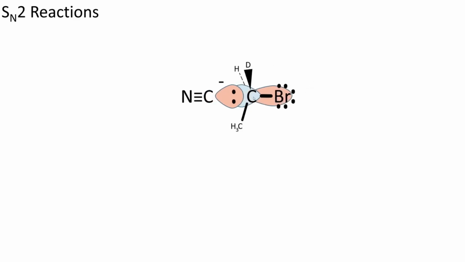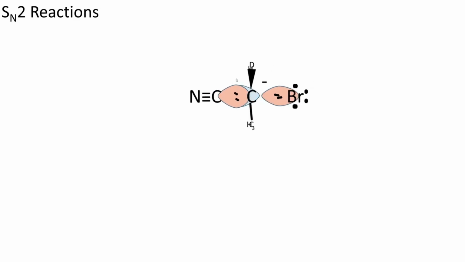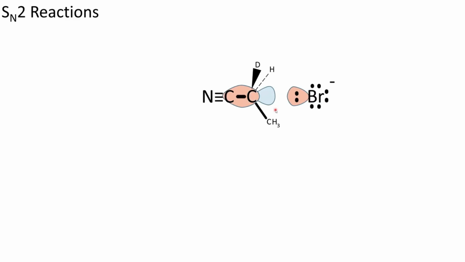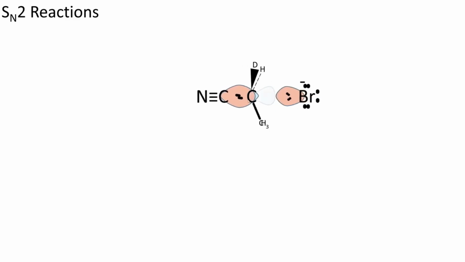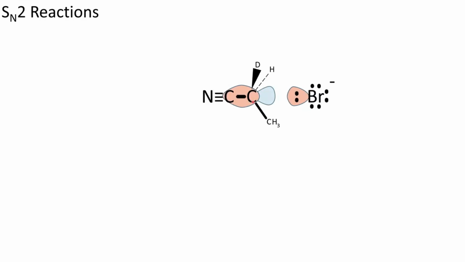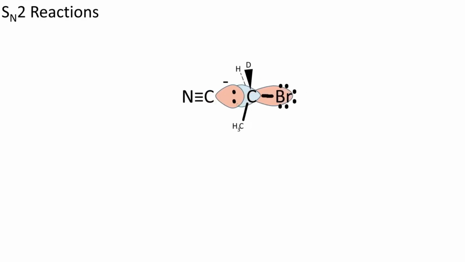But watch what happens at carbon. As that cyanide gets closer, it flattens out that carbon and pushes those other groups to the other side of the molecule to avoid steric clash, to avoid electron repulsion. It inverts the stereochemistry. This is why SN2 reactions invert stereochemistry.